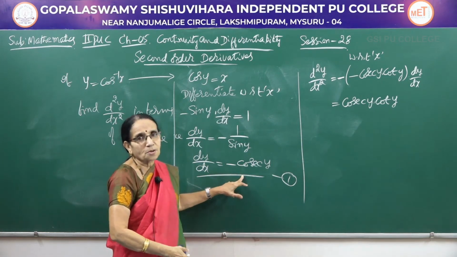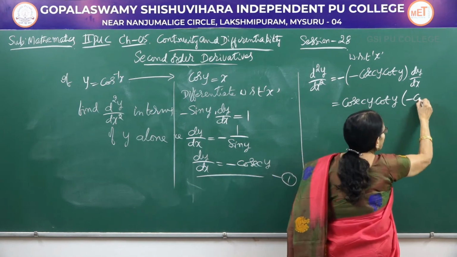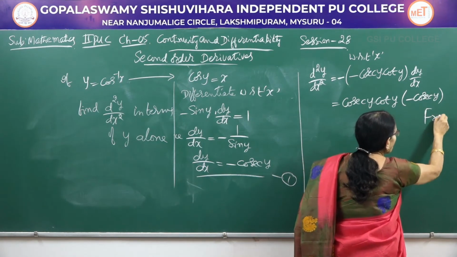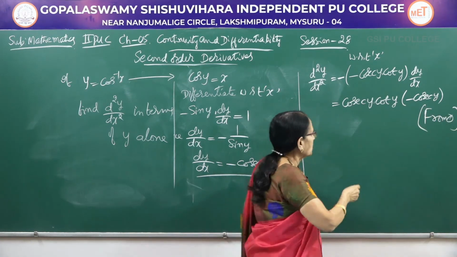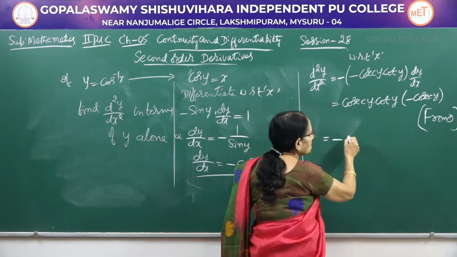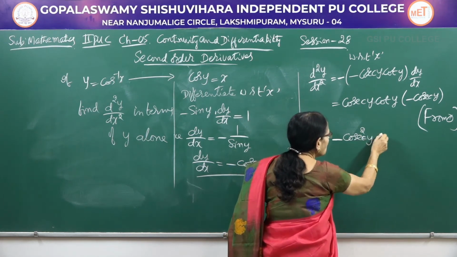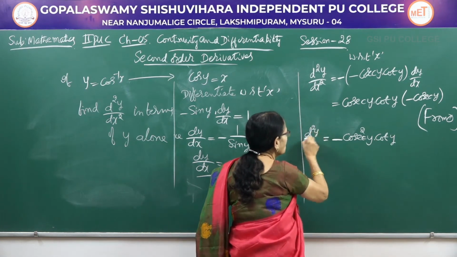So, come to this statement. What is the derivative here? First derivative, it is minus cosecant y. You can write from 1. That is why I had given a number. How we got that one? Now finally you write minus cosecant into cosecant is cosecant square y into cot y. Now this is the second derivative.